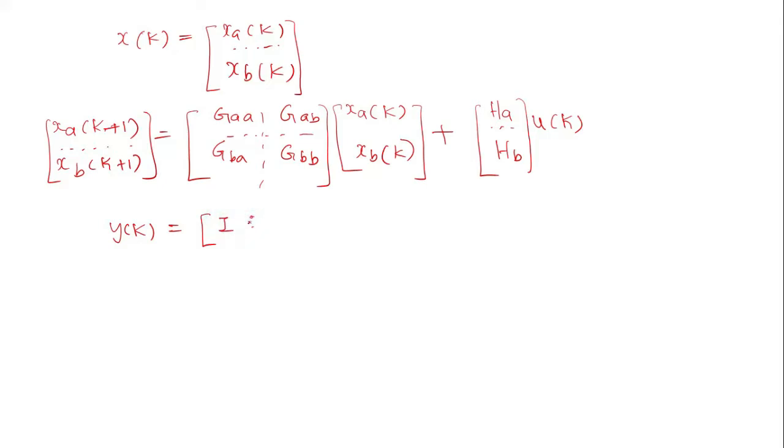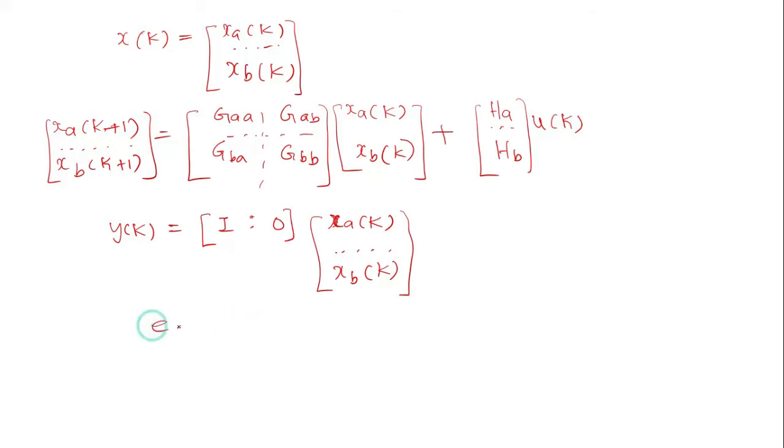Similarly, y of k can be rewritten as I augmented with 0, xa of k augmented with xb of k. So y of k is xa of k, and there is no element xb of k in the output y of k. So this is why I told you xa of k is directly measurable, whereas xb of k is not directly measurable from the output. So we need to estimate the states xb of k. So in such a situation, we are observing only the states xb of k.